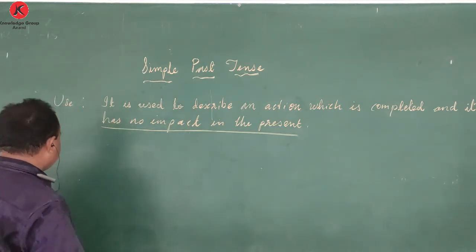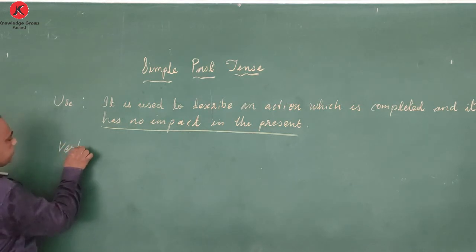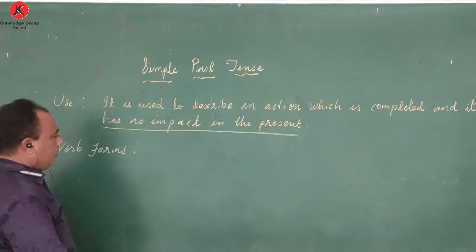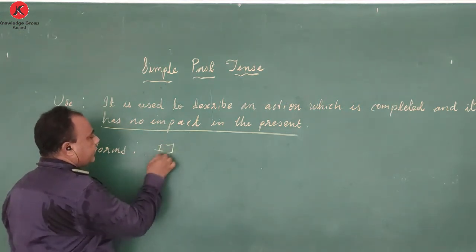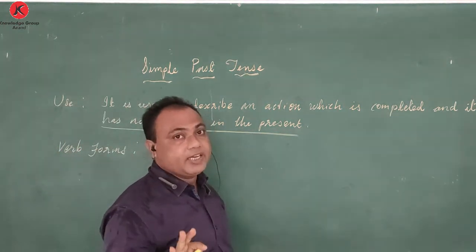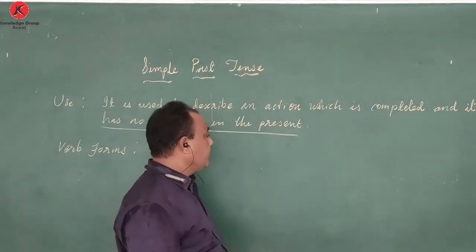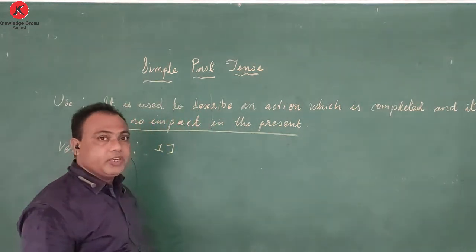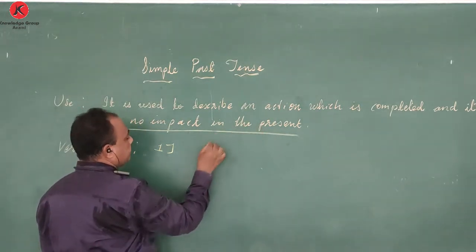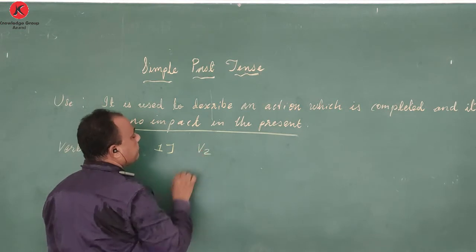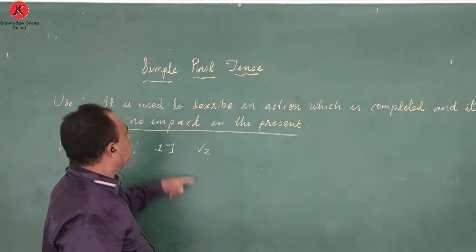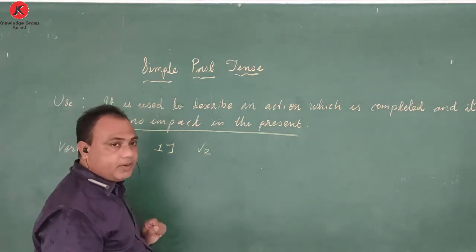Now, let us discuss the verb forms. Just like simple present tense, in which we had four various verb forms, similarly here too, you will come across four various verb forms. One is the second form of the verb, which is used in the simple past tense.